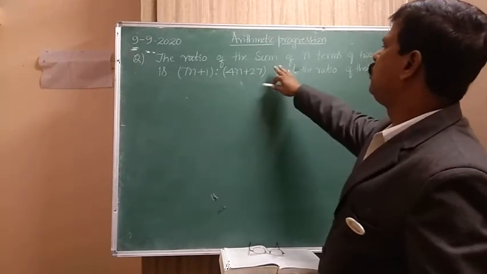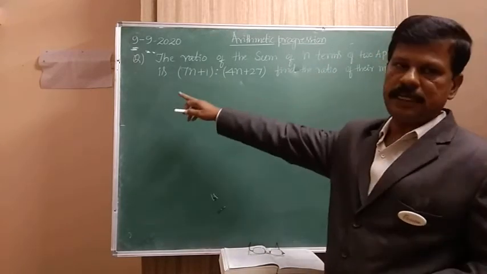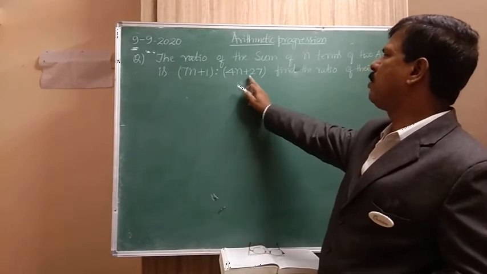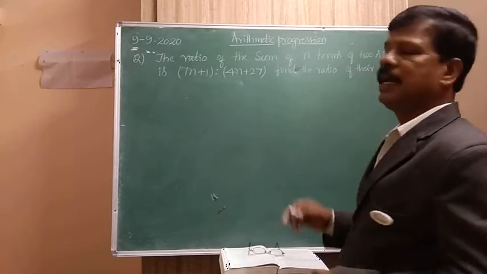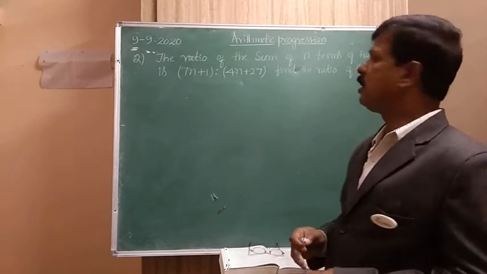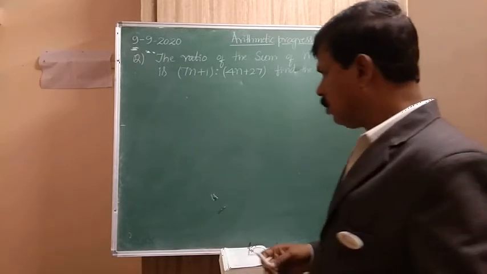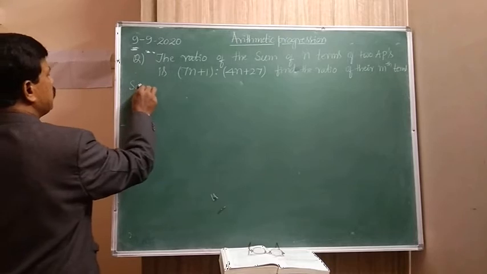The ratio of the sum of n terms of two APs is 7n plus 1 is to 4n plus 27. Find the ratio of their mth terms. Okay. Now for this solution, I am writing like this.